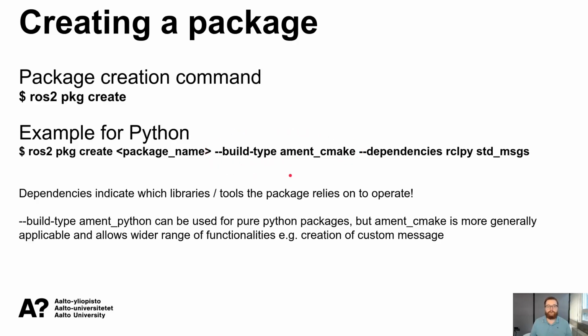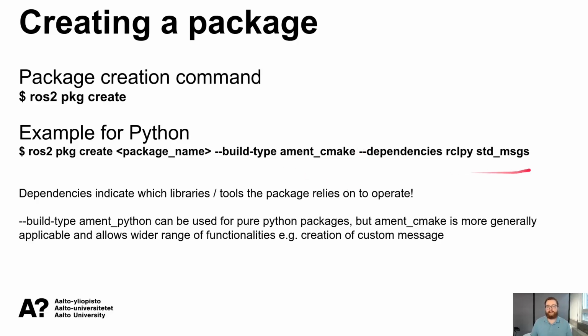Now most of the time, you want to use ament_cmake as a flag. There's an alternative you can provide, ament_python. This ament_python is a build type that you use for pure Python packages. But ament_cmake is a more general format, and typically you want to use that because it allows a wider range of ROS features when you build your package.